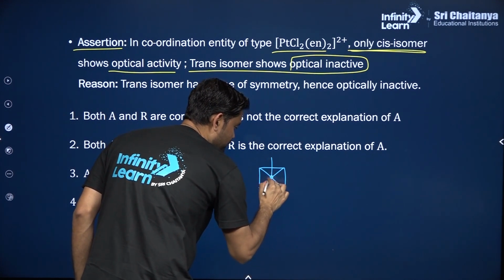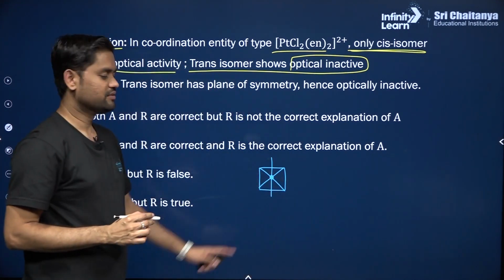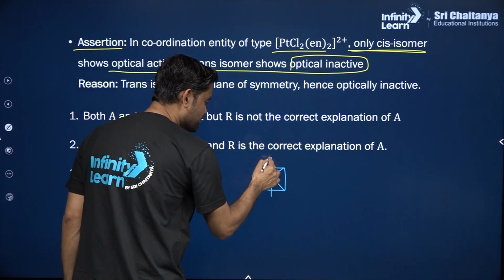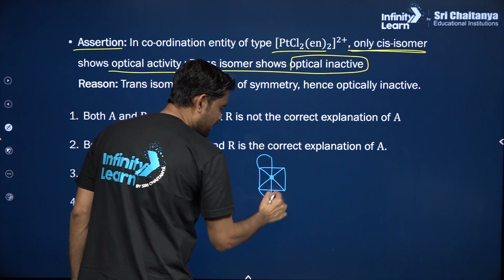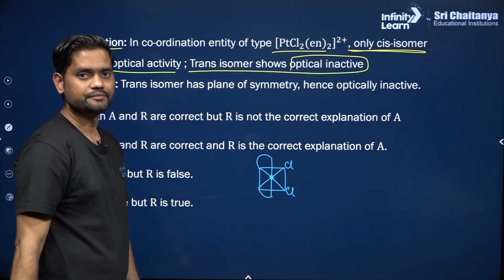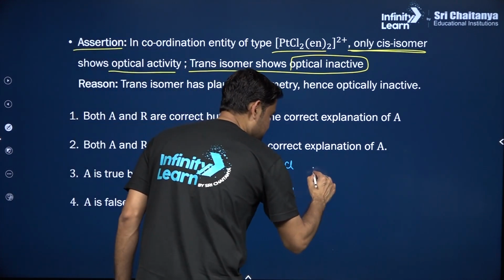This midpoint over here is platinum. The circle at the center is what? Platinum. Whereas talking about their cis configuration, this will be En, this will be En, and this is chlorine, and this is chlorine. Okay, clear?